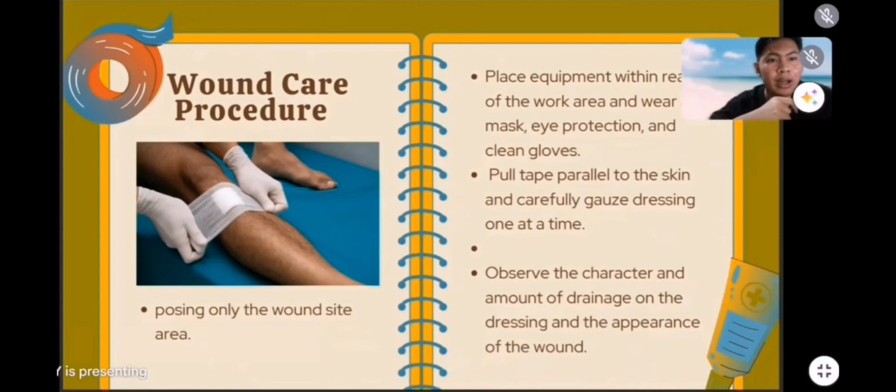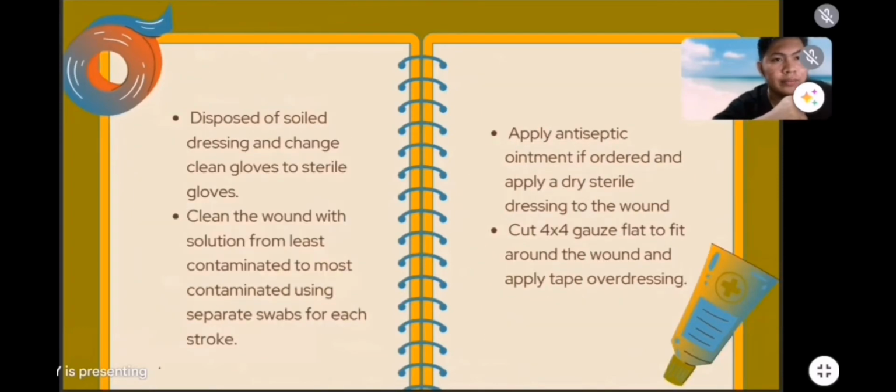Pull the tape parallel to the skin and carefully remove the gauze one at a time. Observe the character and the amount of drainage of the patient's wound and dressing, and then the appearance of the wound. Dispose of soiled dressing and change clean gloves to sterile gloves. So clean the wound with the solution from the least contaminated area to the most contaminated area, using a separate swab for each stroke.